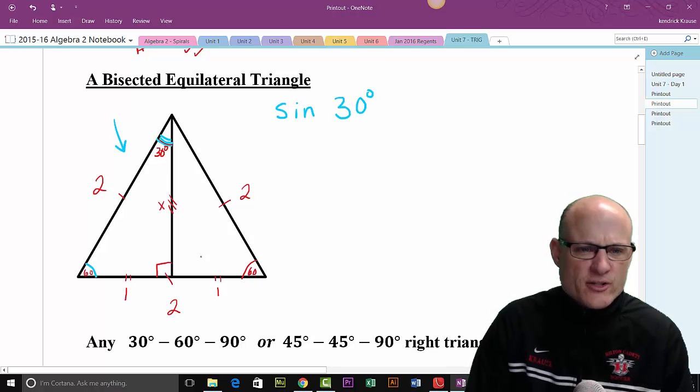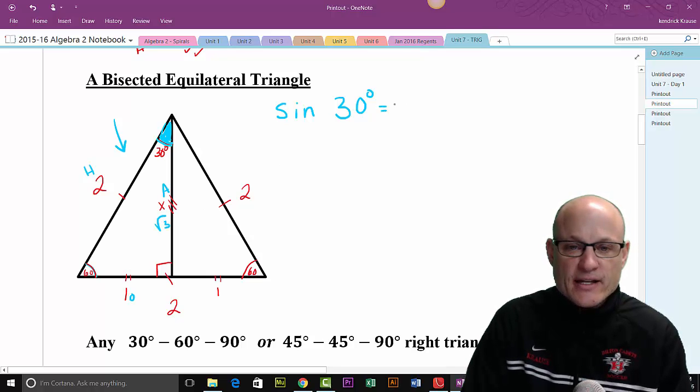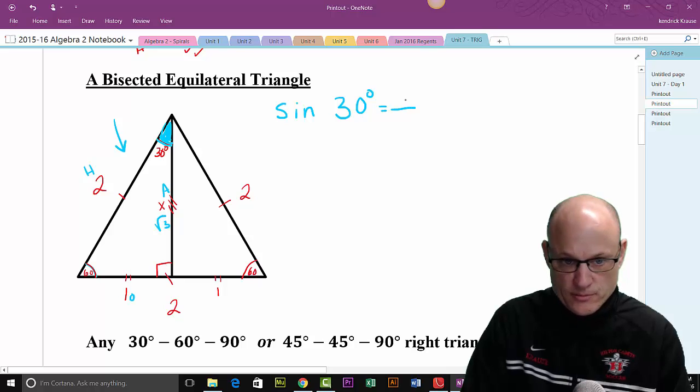Well, before I do that, I should probably label it. I'm talking about this angle up here, this nice light blue angle. Then this is opposite, this is hypotenuse, and this is adjacent. We already said that this was the square root of 3. So sine is opposite over hypotenuse, or 1/2.